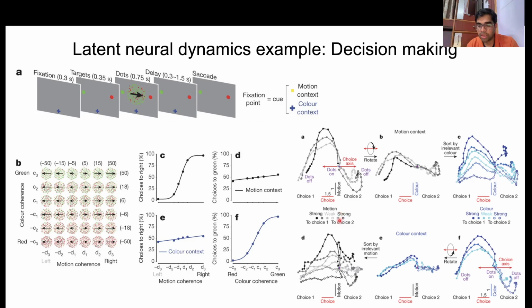Basically the shade shows whether the motion context is strong or weak, and the solid one shows choice one, and the empty one shows choice two. If you see this legend, you can see it here, right? You know this a priori, because on a given trial you know what the condition is.